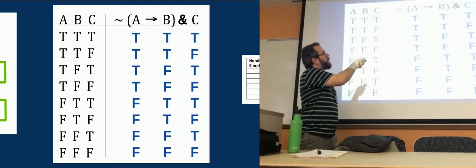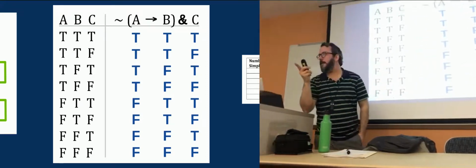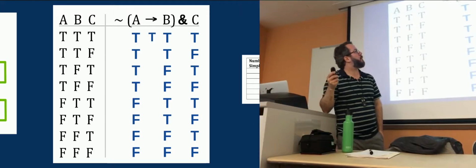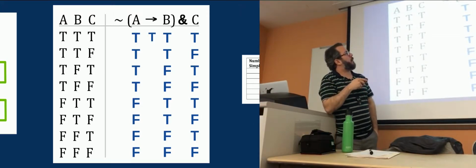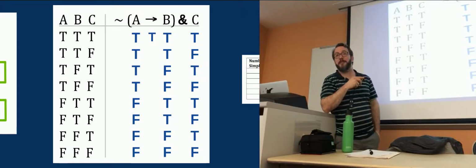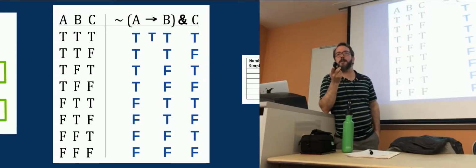If A, then B. A is true, B is true. If A, then B is true. Now, if A, then B is true, not. Or it's not the case that if A, then B is going to be false.